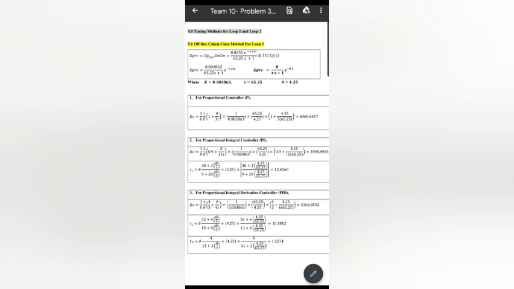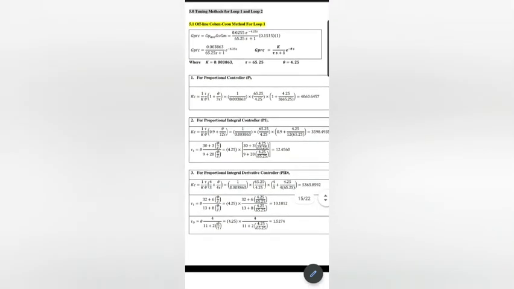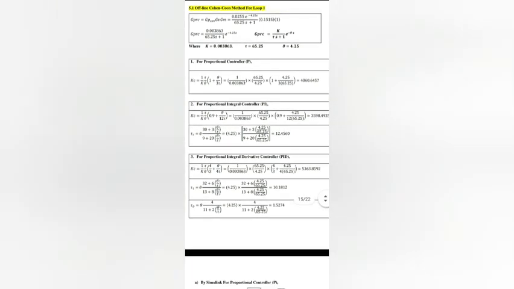For the proportional controller P, we got the value of Kc 4060.6457, and for the proportional integral controller PI, we got the values of Kc and tau I. You can see the values, right? After that, the third one, for the proportional integral derivative controller PID, we got the values of Kc, tau I and tau D.